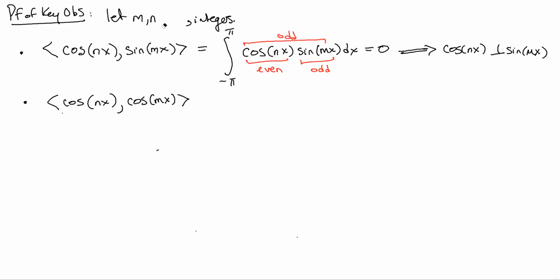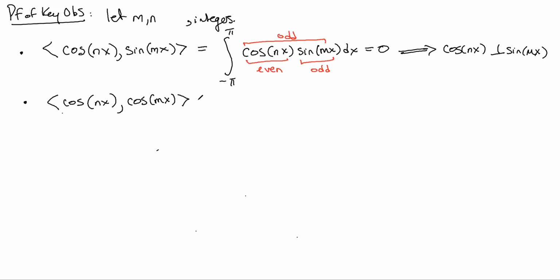Now somebody's asking, is the first thing only the case when m equals n? No, it's always true for any m and n. Cosine nx is always even. Sine mx is always odd. Doesn't matter what m and n are.